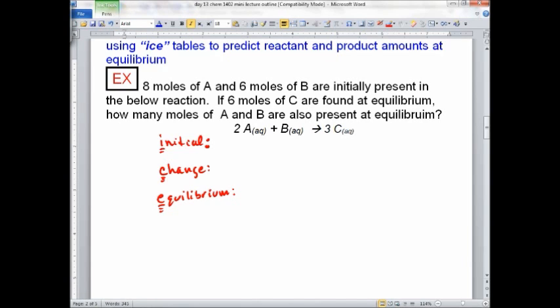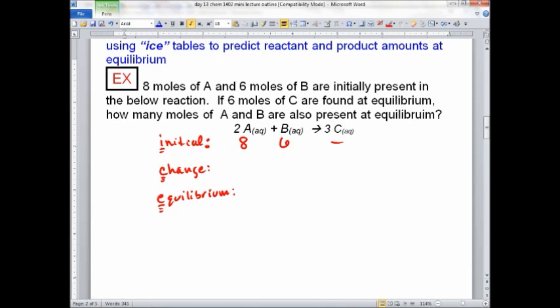The initial row is simply, you just have to read the question carefully and write in the initial amount. So what are the initial amounts that we can put in here? For A, you'd have 8, so you just put in 8 and keep going. 6 for B. Is there anything there for C initially? It doesn't say anything, right? If it did, you just put it in. Nice thing about an ICE table, it can handle anything. Just writing dashes for 0. So you can put in a 0 if you want. It's the same thing.